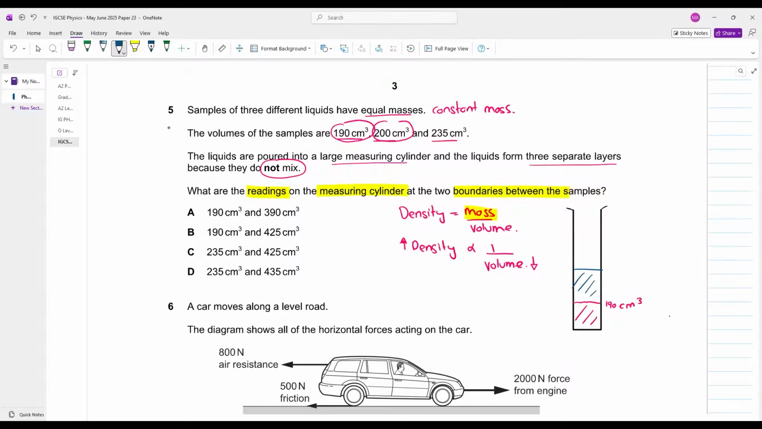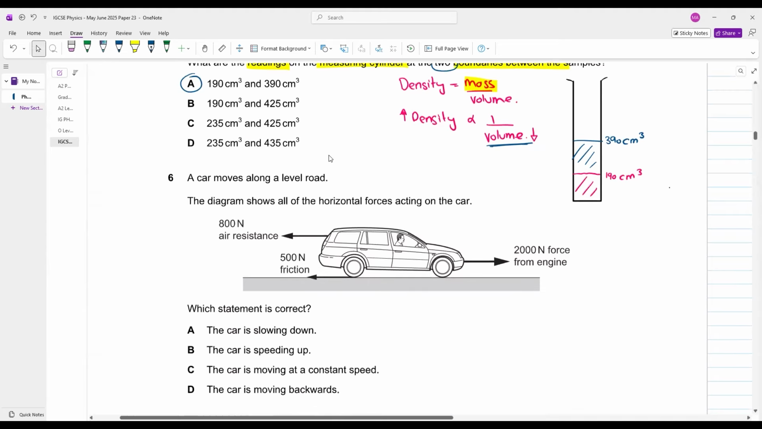What will your total reading become? 190 plus 200. This will become 390 cm cube. How did I find out that 190 comes first and then 200? Because the mass has become constant. Mass is constant, so density becomes inversely proportional to volume. The thing with the lowest volume is the most dense. And the thing that is the most dense will come at the bottom, then less dense, and then the least dense. So what are the first two readings? 190 cm cube, 390 cm cube. A is your answer. Perfect.